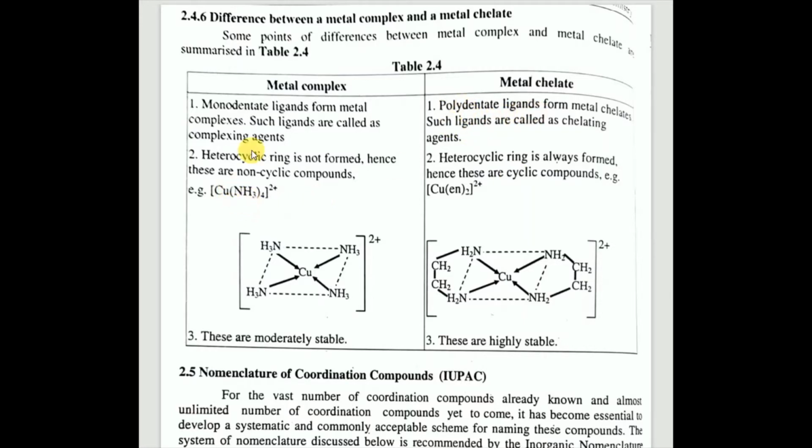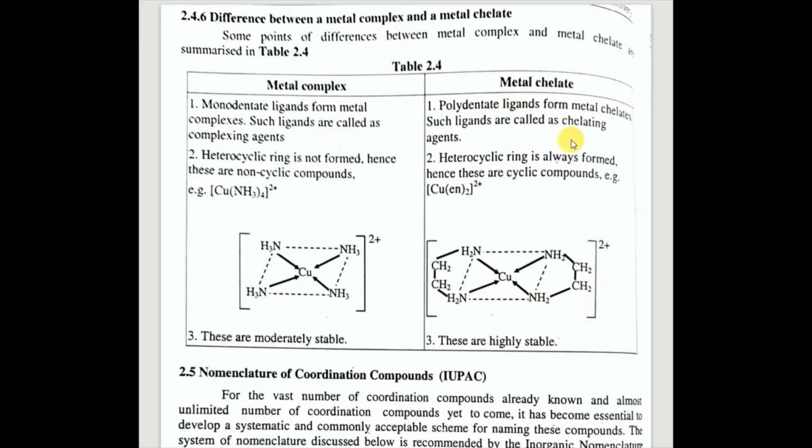This is an example of a metal complex: tetraamminecopper(II) ion. See here, these four ammonia molecules are monodentate ligands, and these monodentate ligands attach to copper and form a complex, and therefore the monodentate ligand ammonia is a complexing agent. When ammonia attaches to copper, there is no heterocyclic ring. That's why this is a simple compound, called a metal complex.